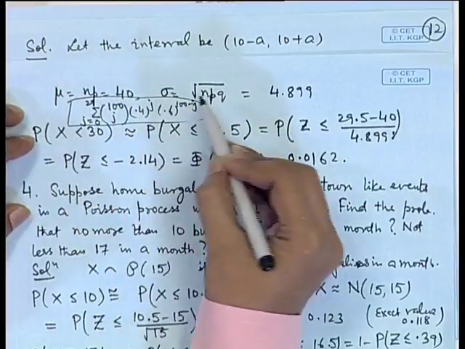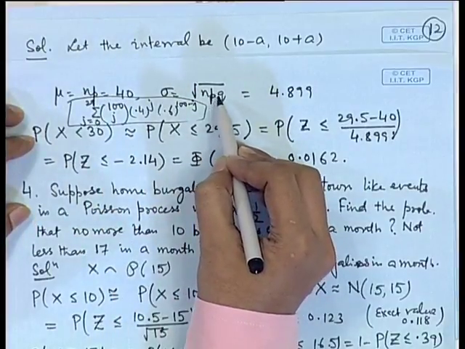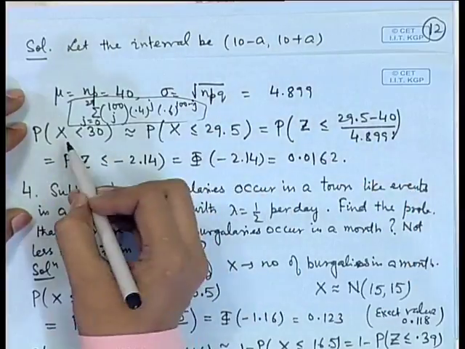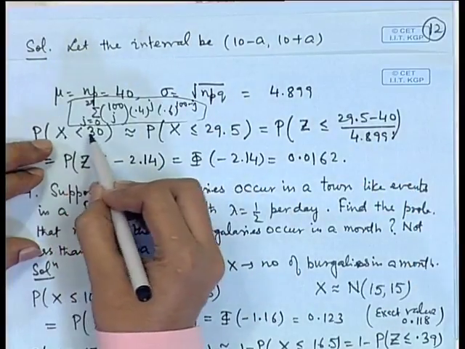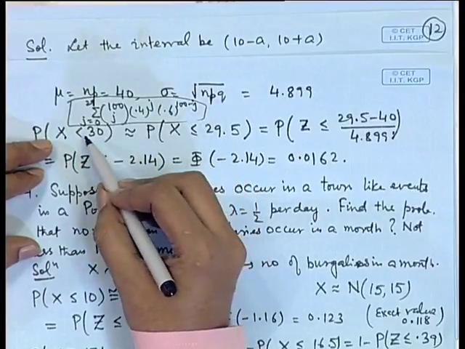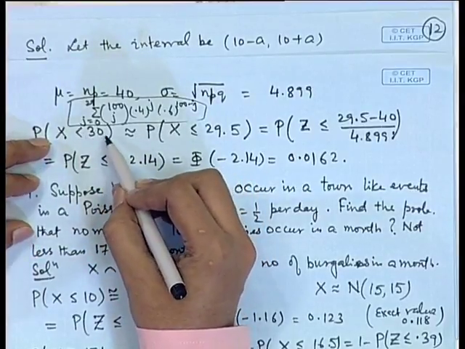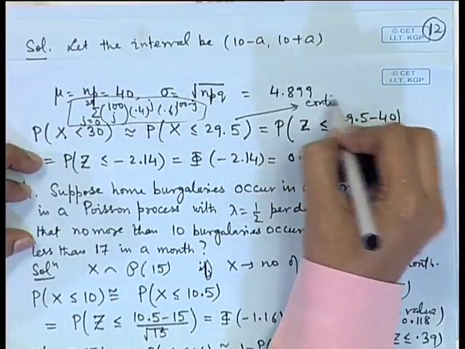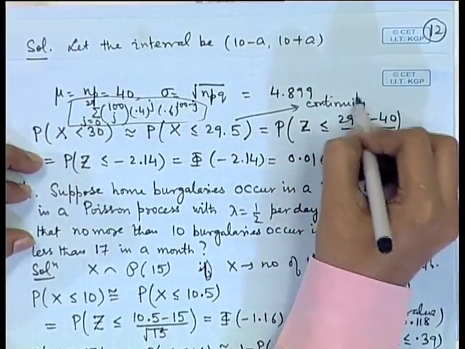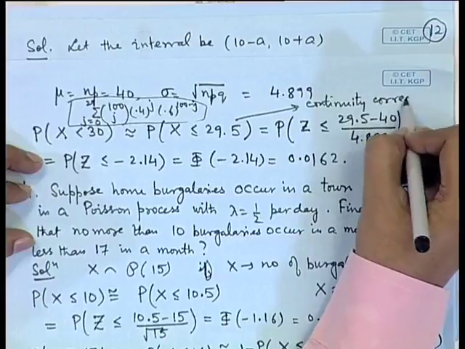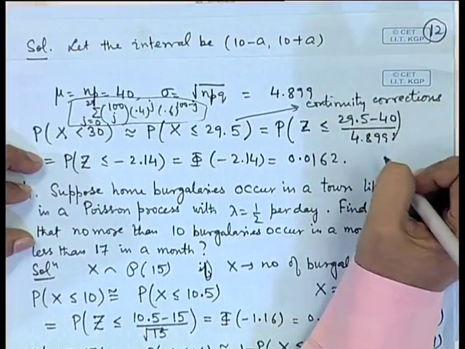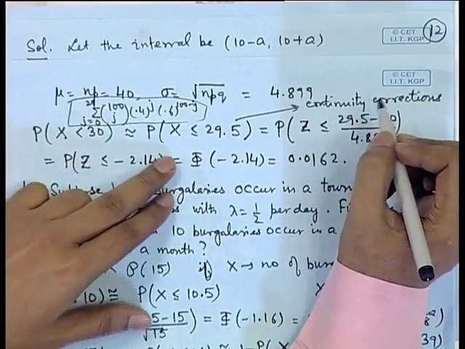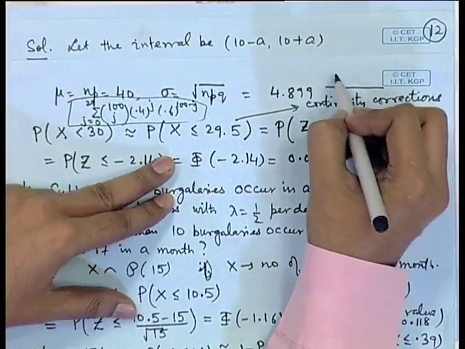So, np is 40 and npq is 24. So, the square root of that is 4.89. So, probability of x less than 30. Now, here what we do, we apply so-called continuity corrections. This continuity correction is required to approximate a discrete distribution with a continuous distribution.